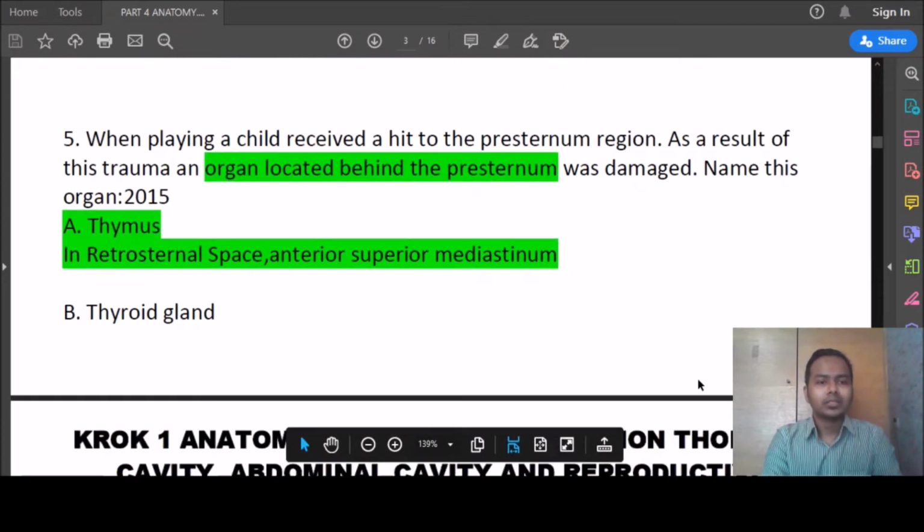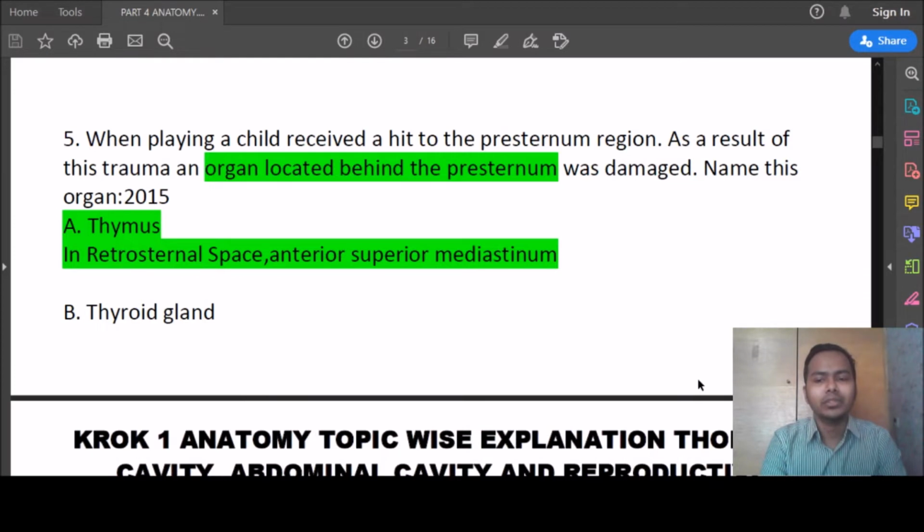While playing, a child received a hit to the presternal region. As a result of this trauma, an organ located behind the presternum was damaged. Name this organ. The hit was directly behind the presternum, in a child. So you can visualize what organ lies beneath the sternum. There is the thymus in the retrosternal space, in the anterior superior mediastinum.